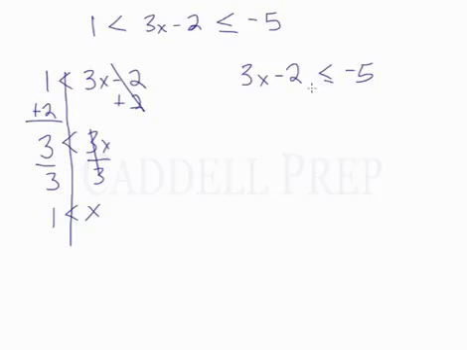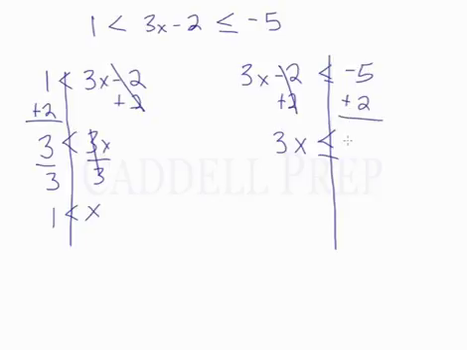Alright, now let's solve the inequality over here. Okay, let's draw a line down the inequality sign. And it's going to be very similar to this one. We have to add 2 first to both sides. So on the left we just have 3x less than or equal. And we have negative 5 plus 2 is negative 3. So now we have 3x is less than or equal to negative 3. Divide by 3 on both sides. And we have x is less than or equal to negative 1.